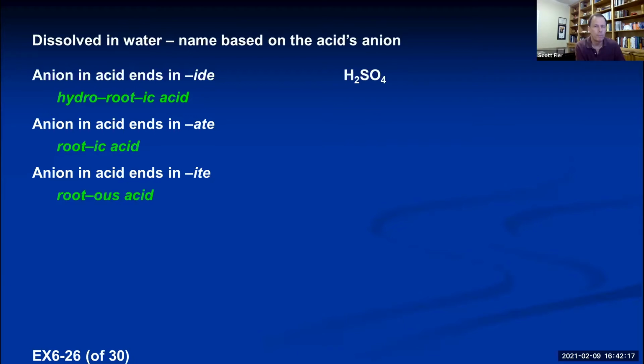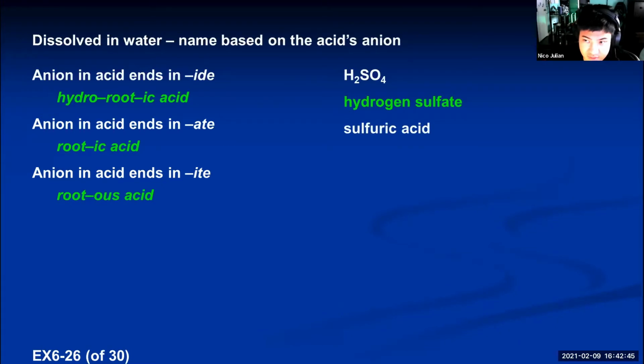This has hydrogen bonded to the sulfate ion. So the name of this compound, if it's not dissolved in water, would be hydrogen sulfate. How do you name H2SO4 when it dissolves in water as an acid? Because the anion ends in ATE, you drop the ATE and put ic, and this would be called sulfic acid theoretically, but its actual name is sulfuric acid. Does that make sense?